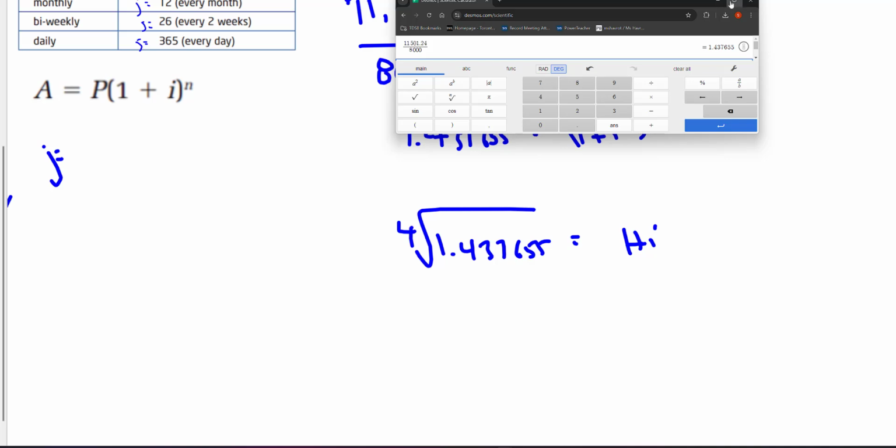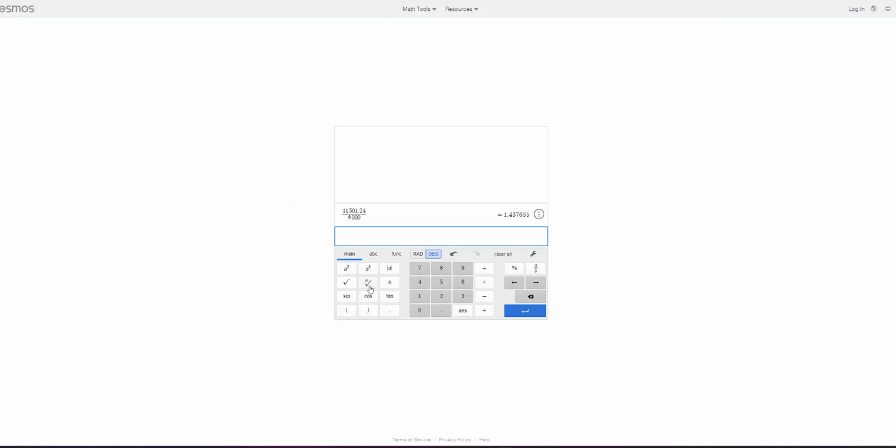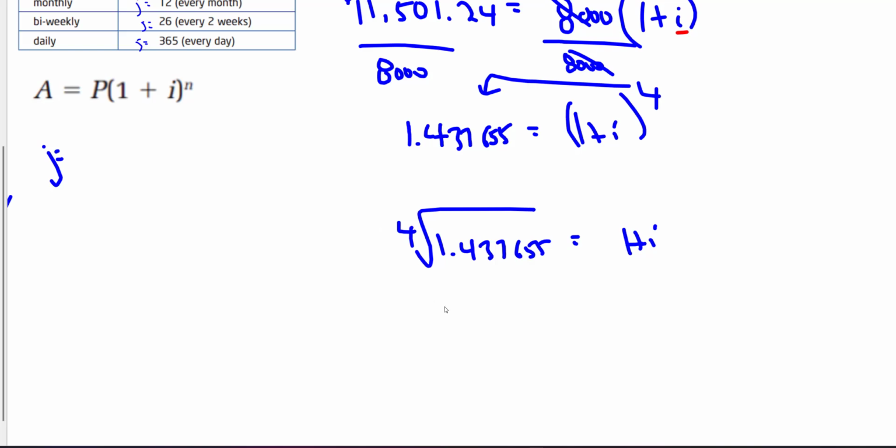All right, what's the 4th root of this value? 4th root, let's see. So 4th root of answer is 1.09, this value here. Can I copy this somehow? Maybe, I don't know. Oh yeah, perfect.